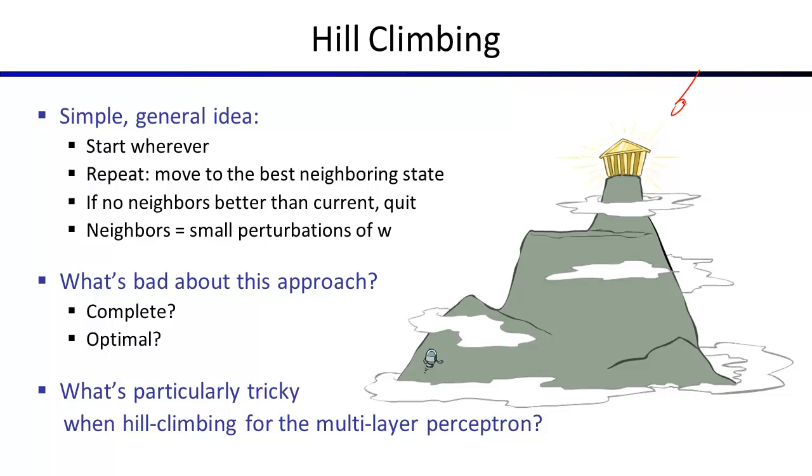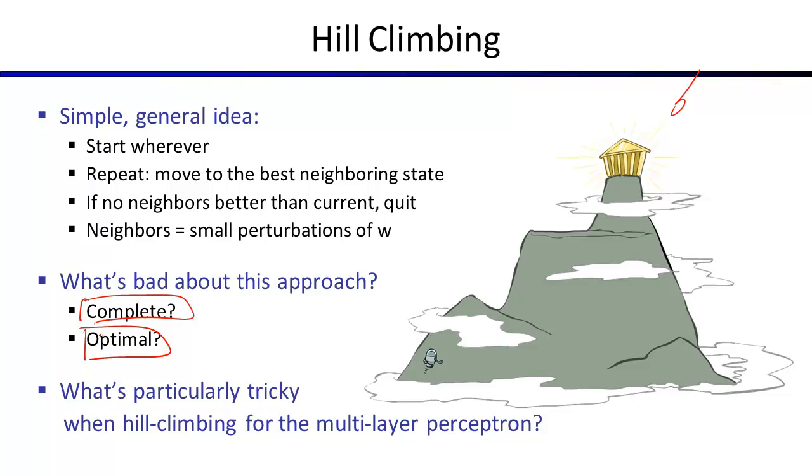What's bad about it is it's not complete. It's not optimal. You're not guaranteed to find the best set of weights. And when we said in search it is not complete, the equivalent here would be that you're not guaranteed to find a set of weights that drives your score to zero where everything is correct.